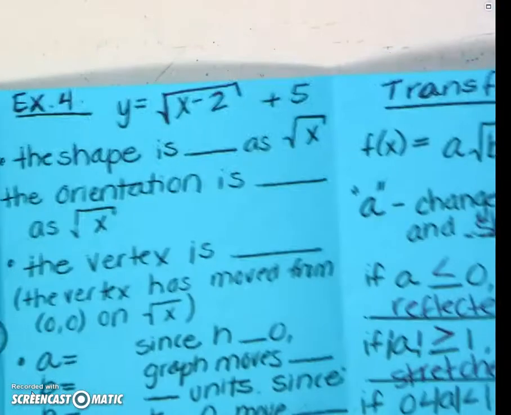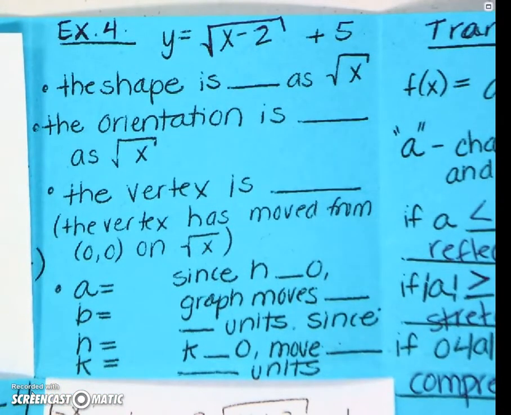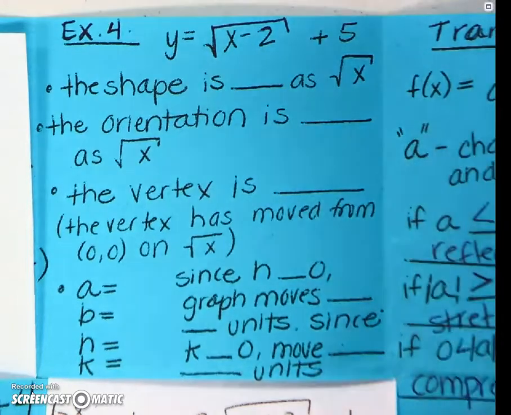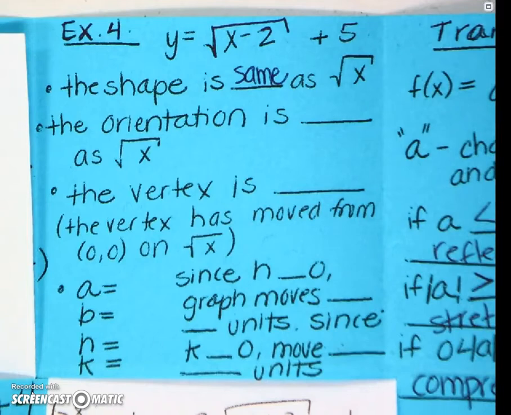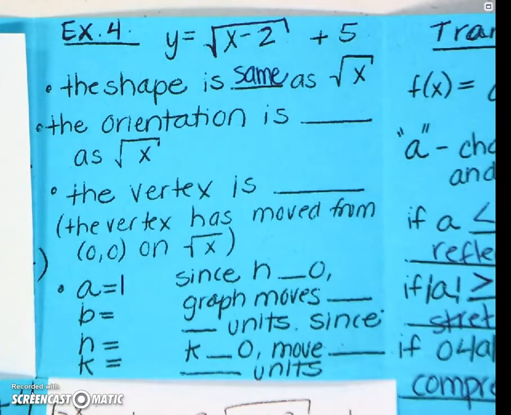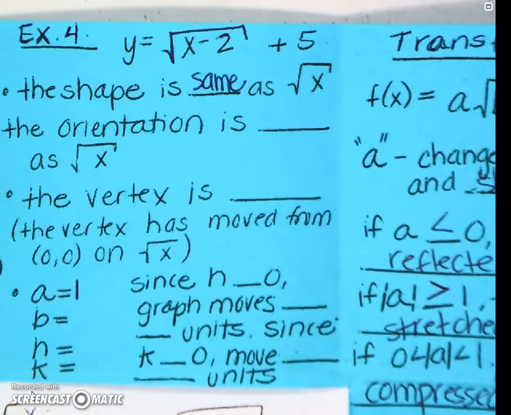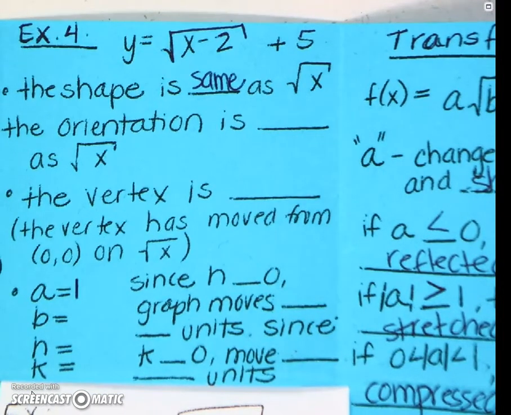If you have y is equal to the square root of x minus 2 plus 5, is the shape the same or different as the square root of x? The shape is going to be the same. The reason being is because a is actually equal to 1. Since a is equal to 1, that means nothing has changed. Okay? The orientation is the same or different as the square root of x?